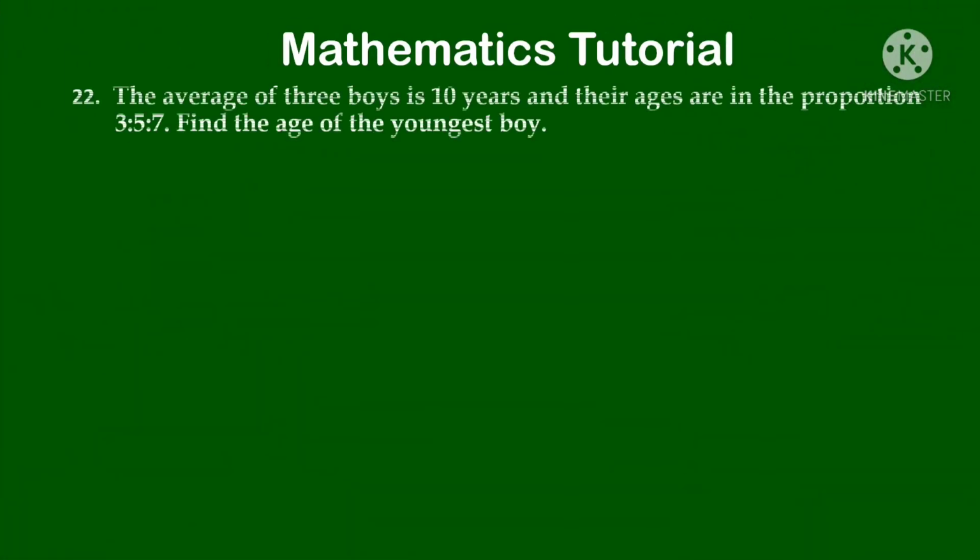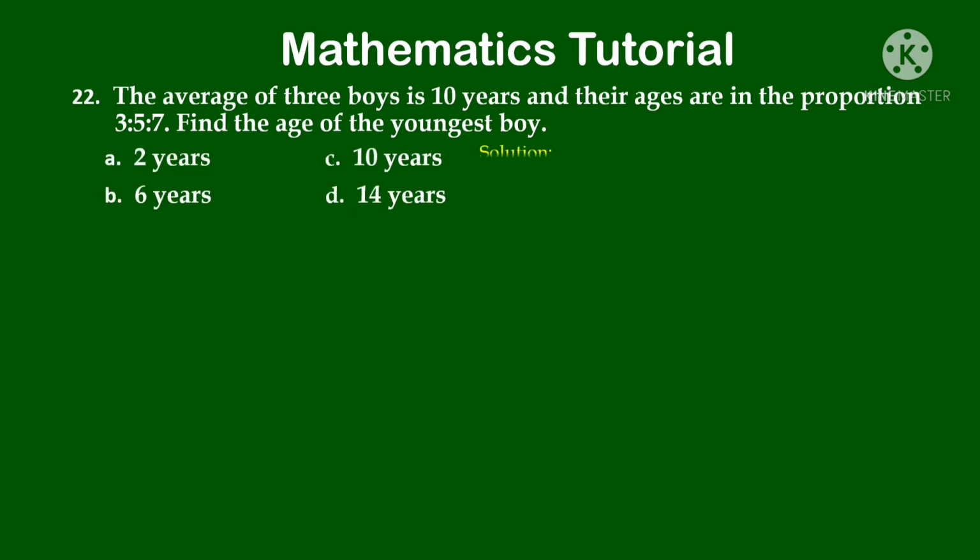Next item is 22. The average of 3 boys is 10 years and their ages are in the proportion 3, 5, 7, or 3 is to 5 is to 7. Find the age of the youngest boy. A, B, C, or D. So, ganito po ang ating solution for that.